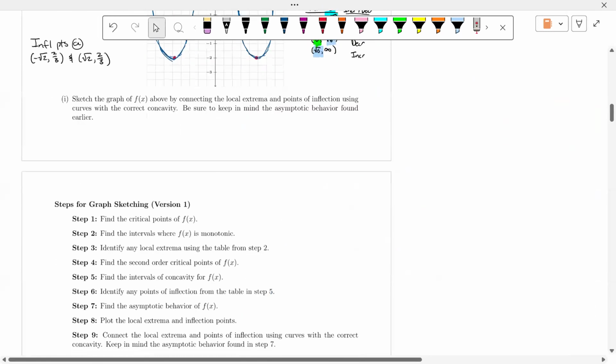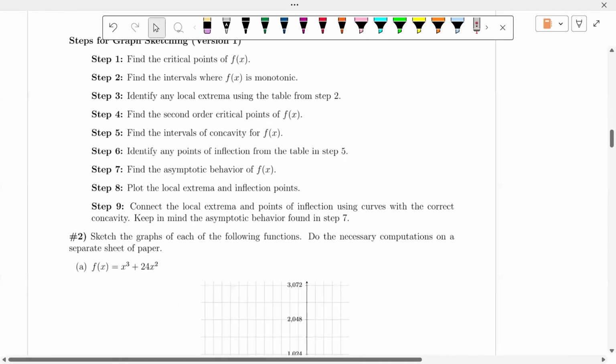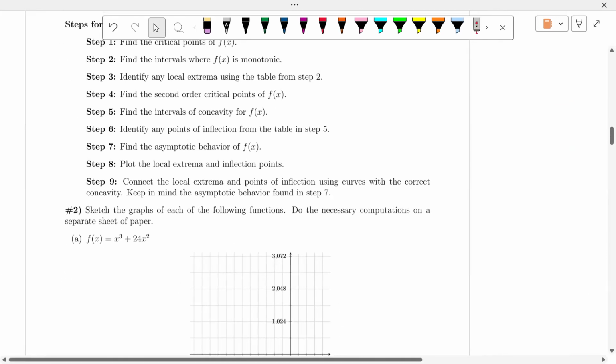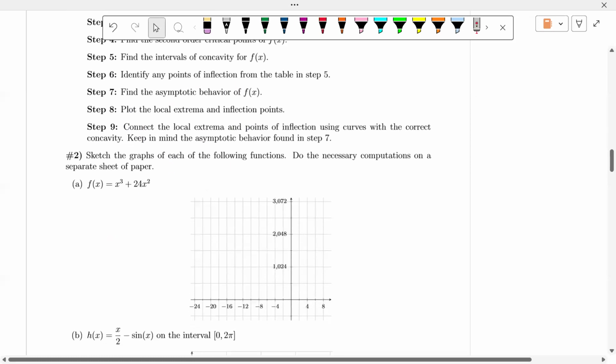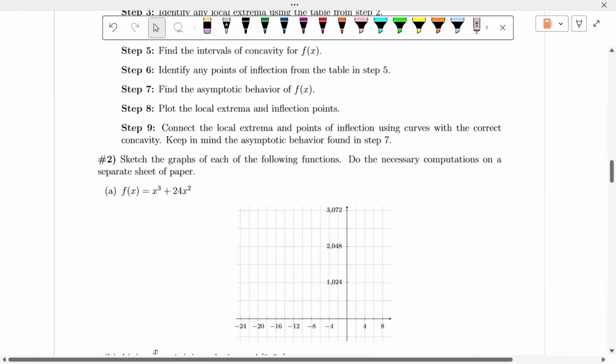I don't break it down into parts like I did before, but I do give some steps right here. Step 1, find critical points. Step 2, find intervals where it's monotonic, identify local extrema, find second order critical points, find intervals of concavity, identify any points of inflection, figure out the asymptotic behavior, plot the local extrema and inflection points, and then connect it all with a nice curve.